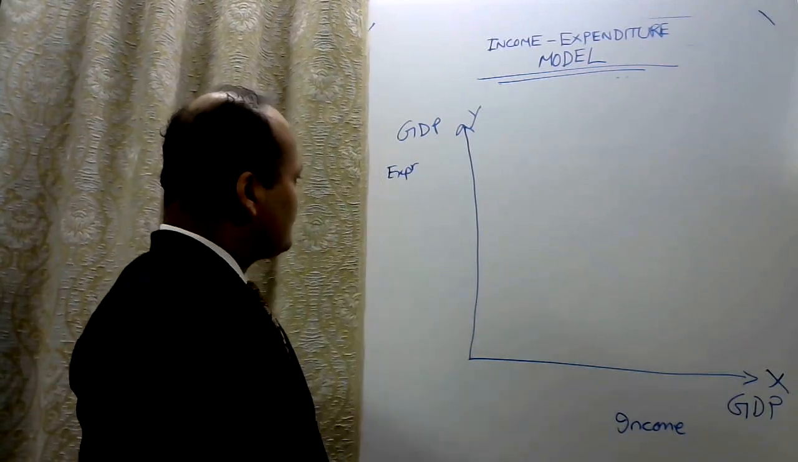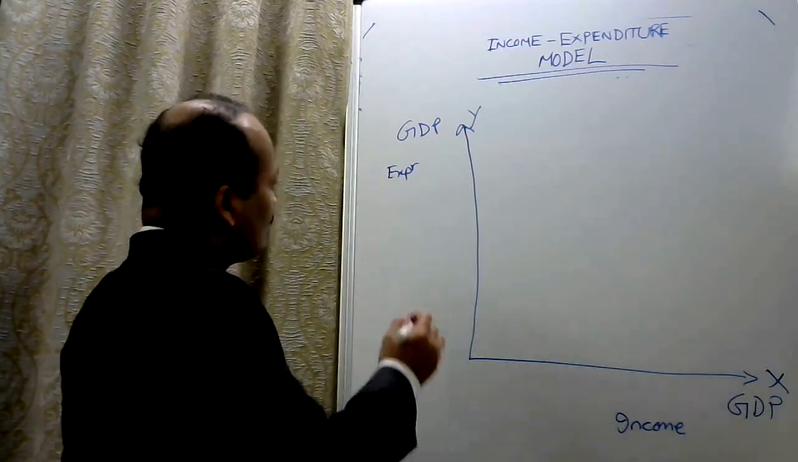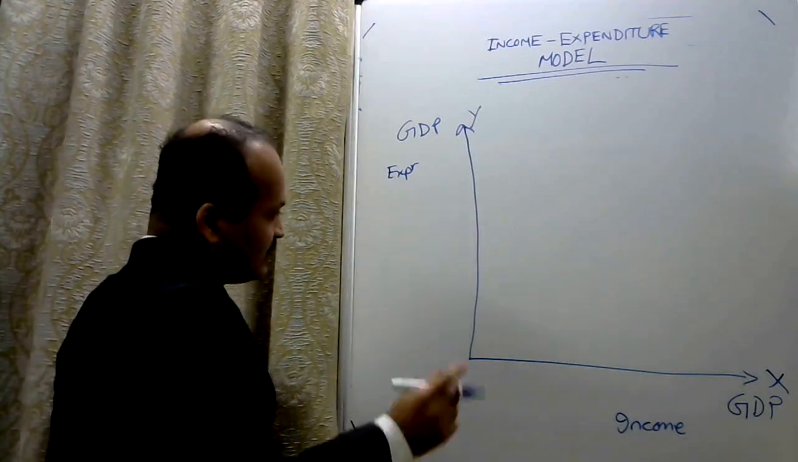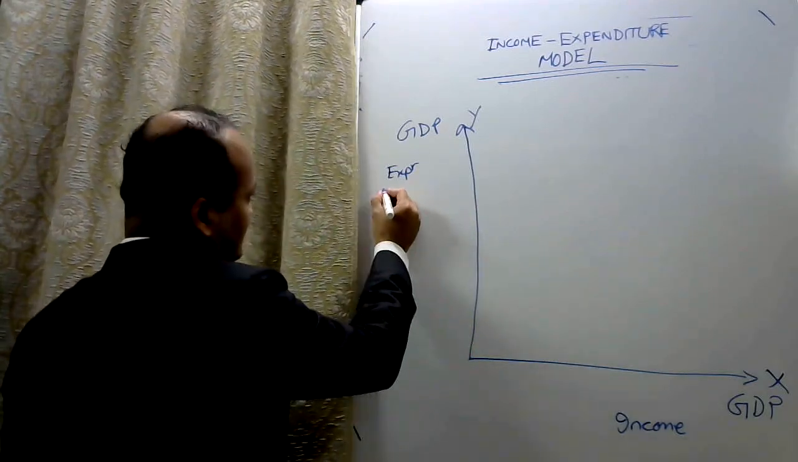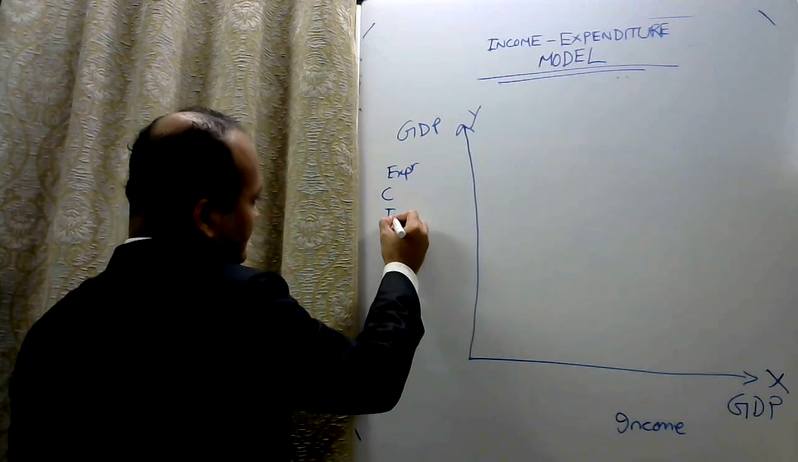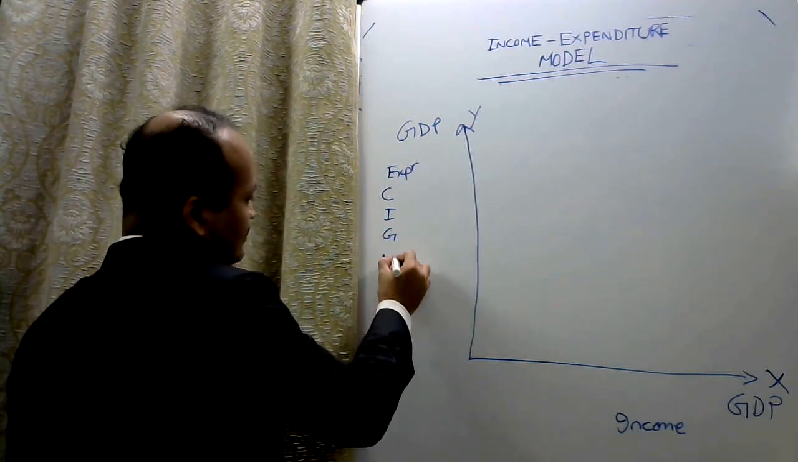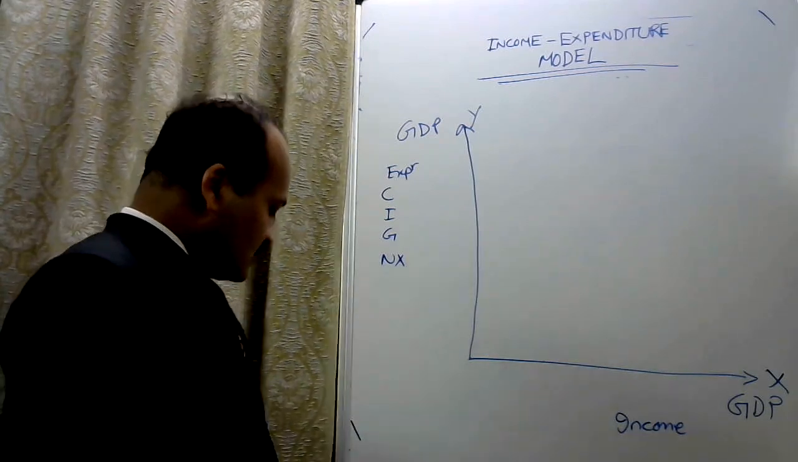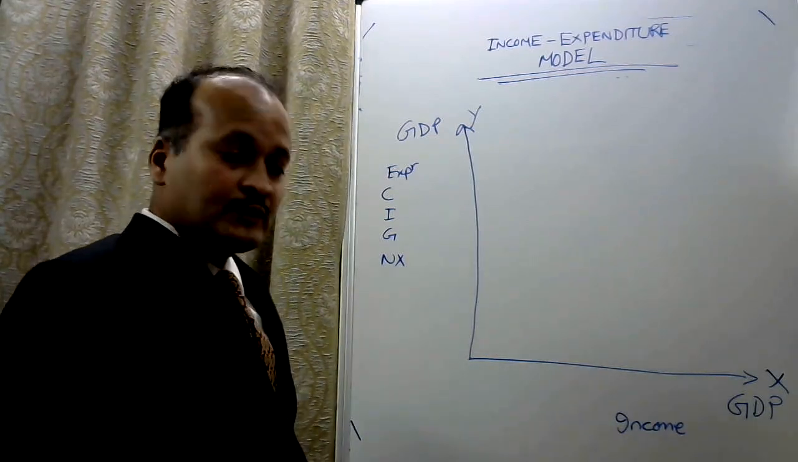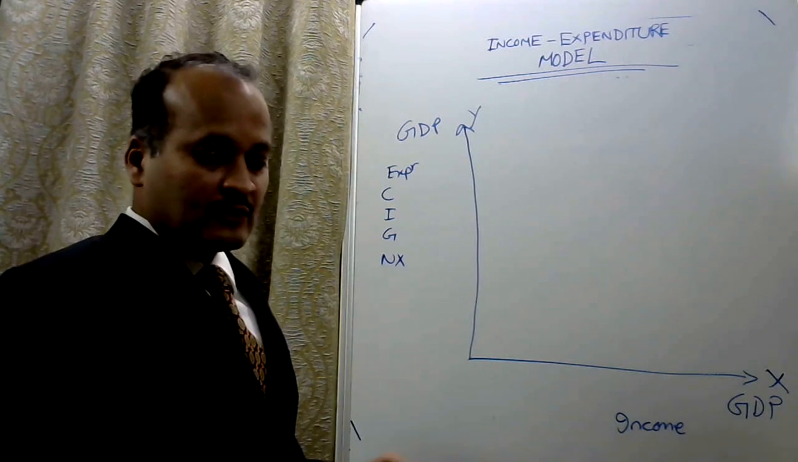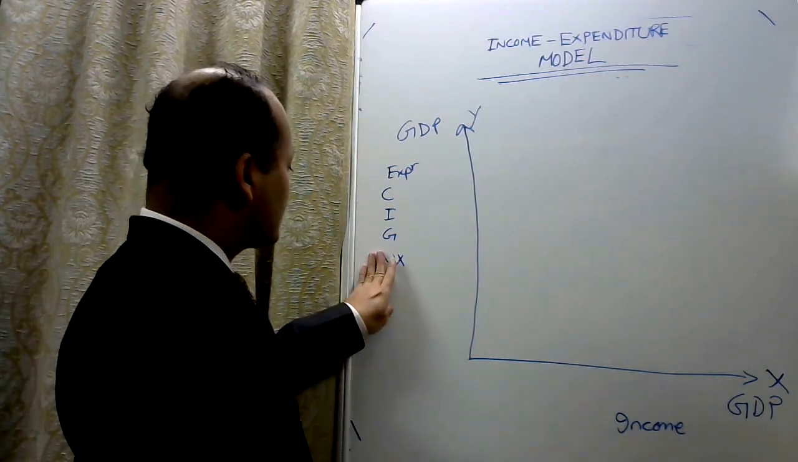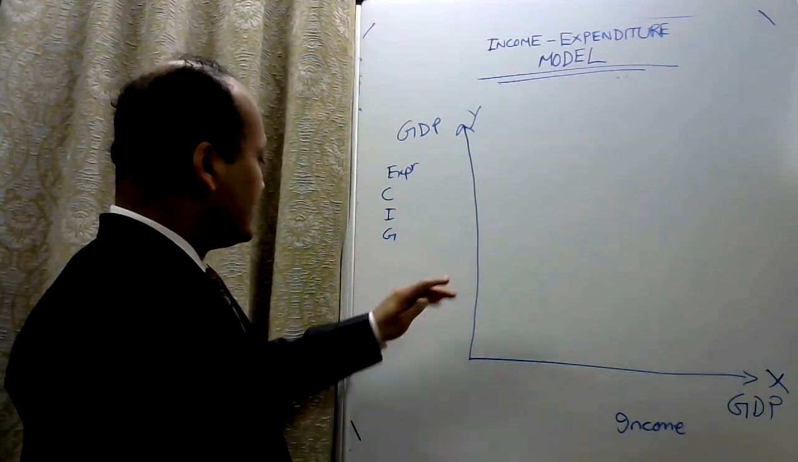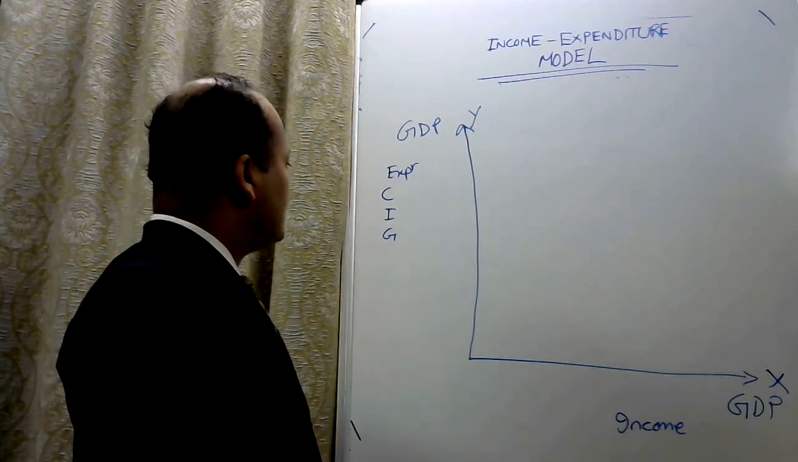What are the different expenditures that take place in an economy as per our broad classification? These were C, I, G, and NX. For the time being, let us consider a closed economy model, so that we don't have the NX component. If I take out the NX component, what I have got is C, I, and G.